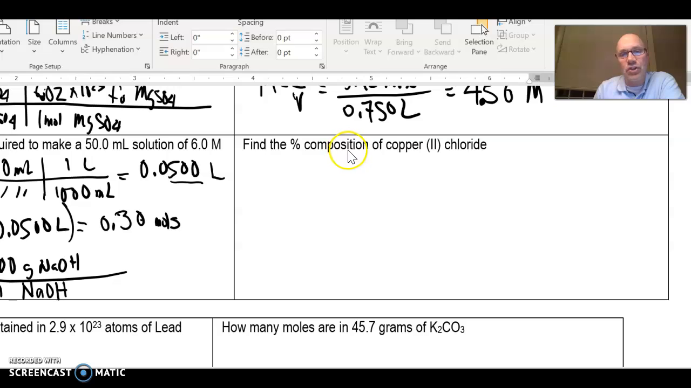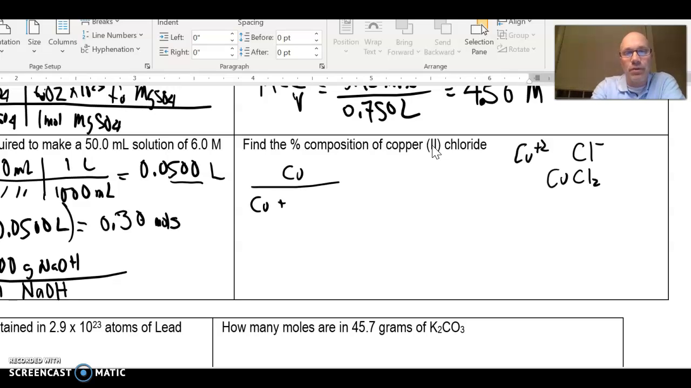Finding the percent composition of the elements that are in copper 2 chloride. First thing that you have to do is figure out what the formula is. So copper 2 chloride, that means that the copper's got a +2 charge. Chloride, crisscross those, that means it would be CuCl2 after you do the crisscross rule. And what we're going to do is figure out for copper, that's going to be the mass of a copper atom over the mass of a copper atom plus 2 times the mass of chlorine atom.